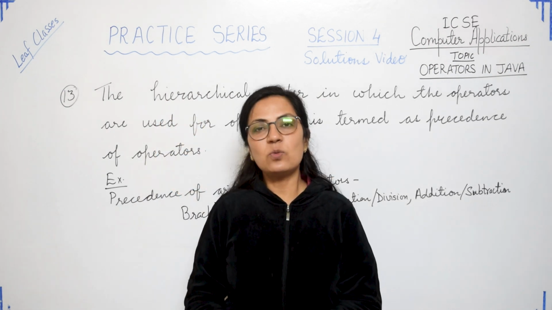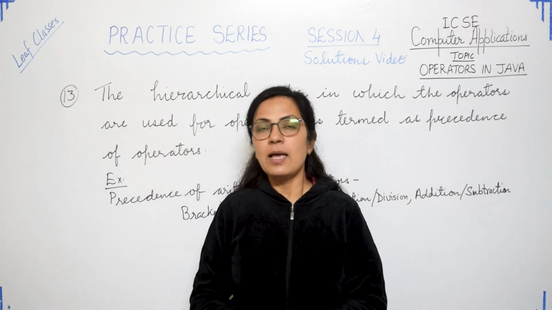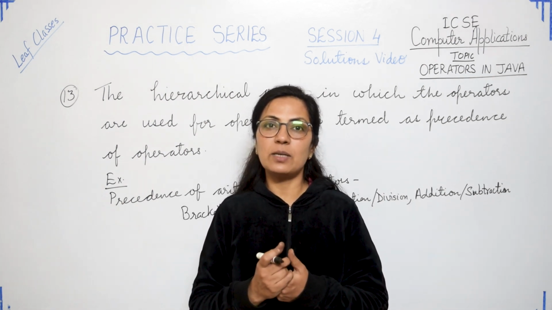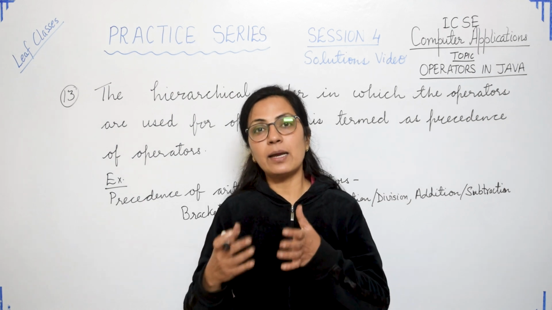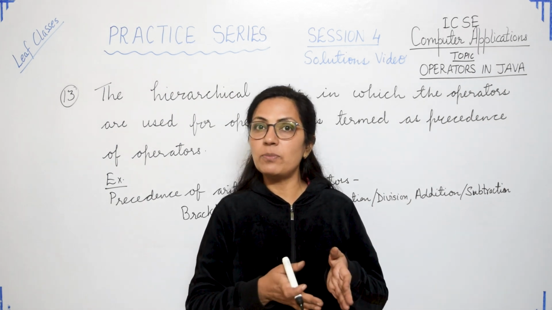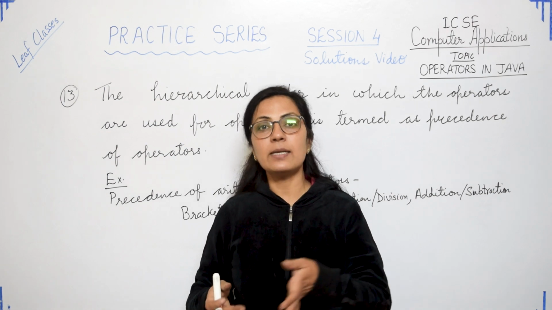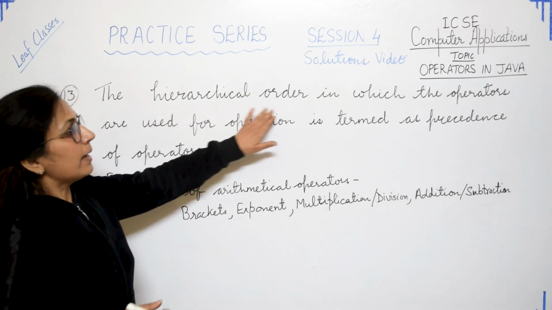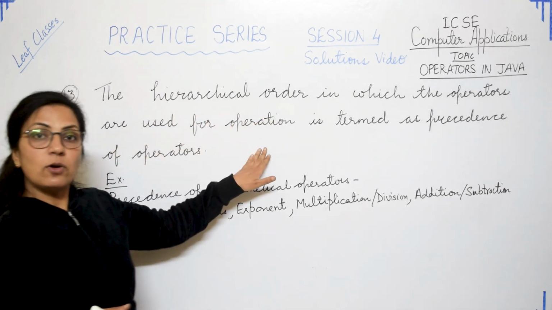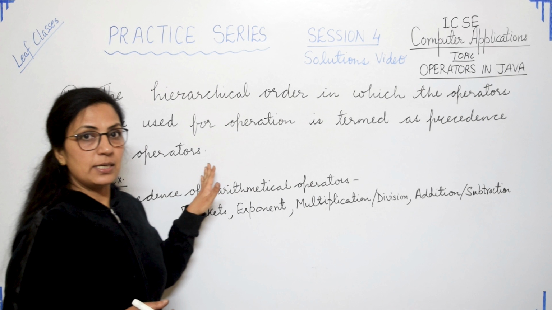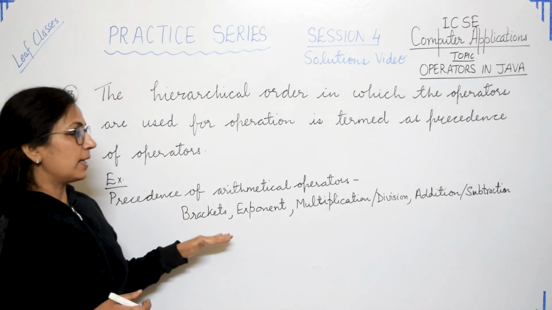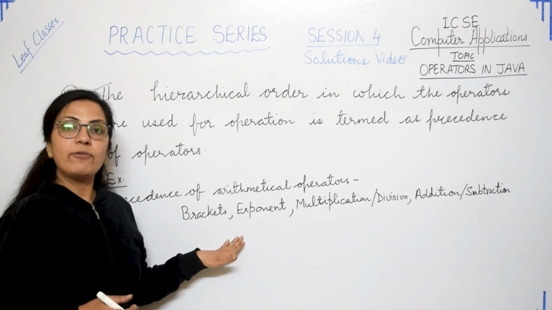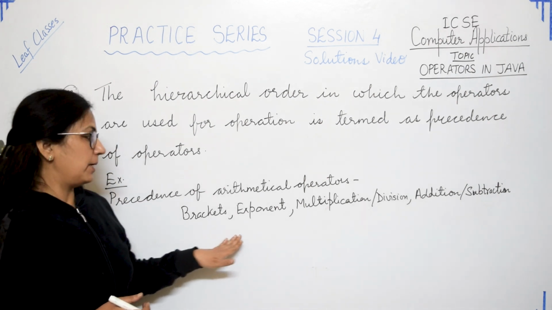Question number 13 is, what do you mean by precedence of operators? So when more than one operator is used in a single Java statement, then according to the hierarchical level, which operator will be performed first and which will be performed second, that is known as precedence of operators. So the hierarchical order in which the operators are used for operations is known as precedence of operator. And here I have taken the example of the precedence of arithmetical operators. Like this we have for relational operators also, and logical operators also.